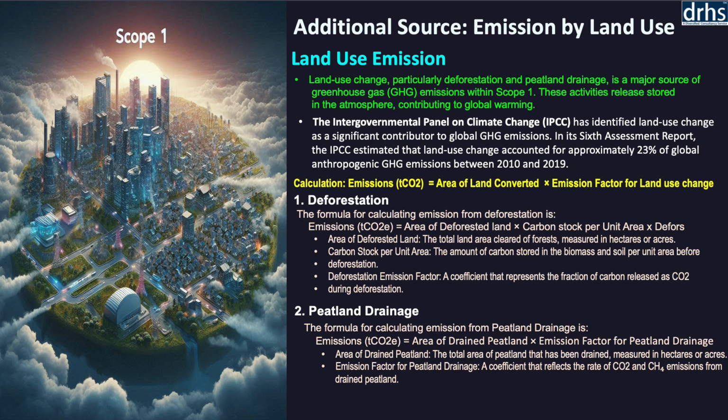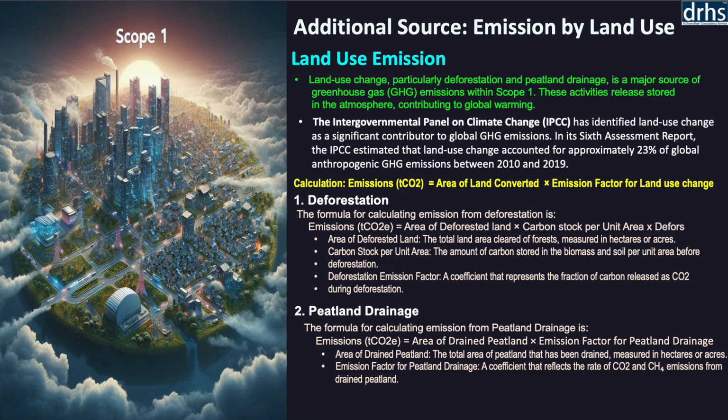While talking about mitigation and management, managing emissions from land use change involves avoiding deforestation, promoting reforestation, and restoring degraded peatlands. Companies can also adopt sustainable land management practices that maintain or enhance carbon storage. Understanding and mitigating these emissions is critical for organizations looking to reduce their carbon footprint and contribute to global climate goals.